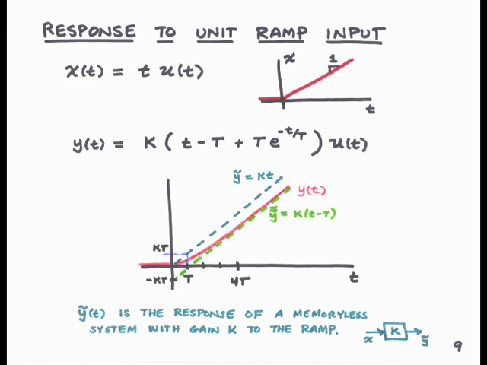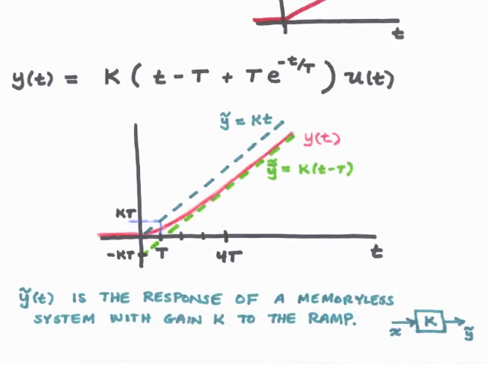Y of t is equal to k times the quantity t minus capital T plus capital T e to the minus t over capital T, u of t. Again, you'll note that the response is completely characterized by the DC gain and by the time constant, capital T. Now let's look at a graph of this time response.